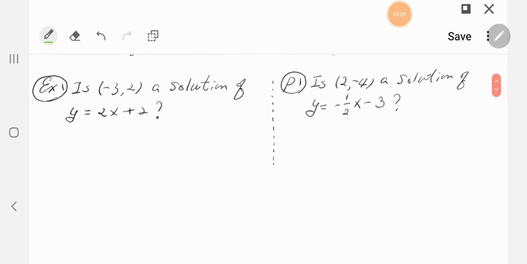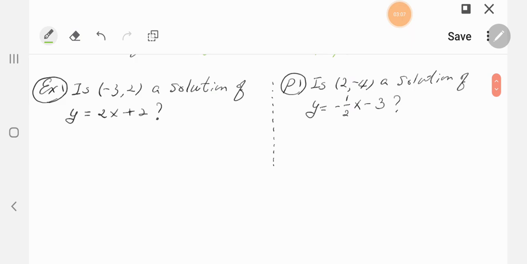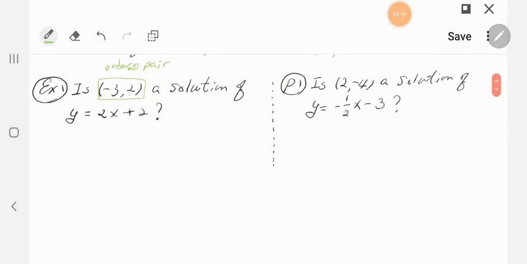So let's try example 1. Negative 3, 2, an ordered pair is given. This is an ordered pair, right? The x value is given, the y value is given. So this ordered pair, is this a solution of this equation? And this equation, is it a linear equation? Yes, it's a linear equation, x and y, right? So we just want to check whether the given ordered pair is a solution.